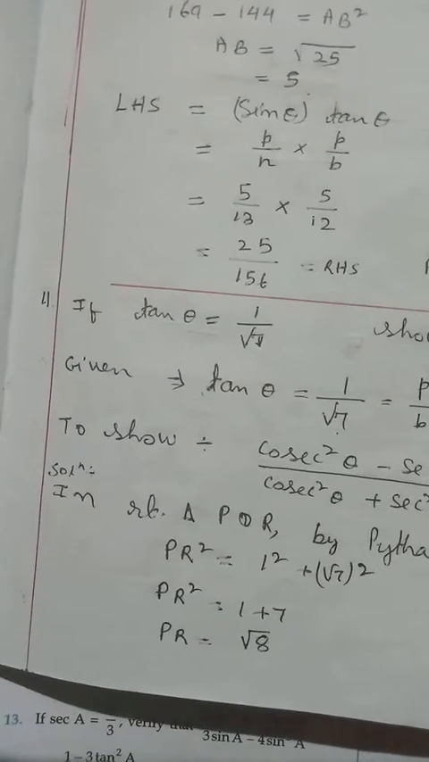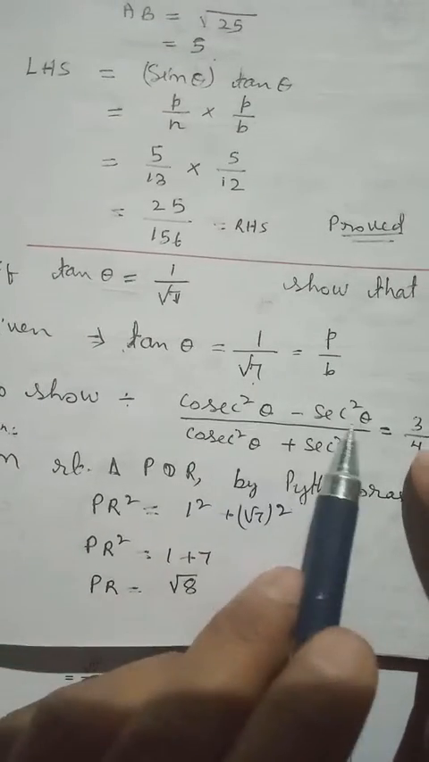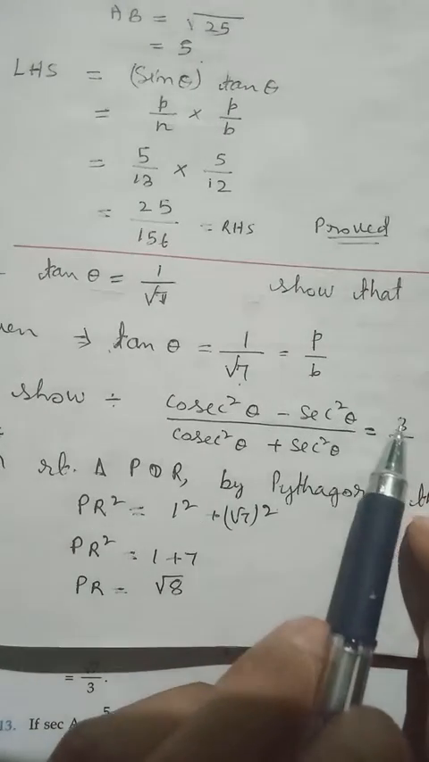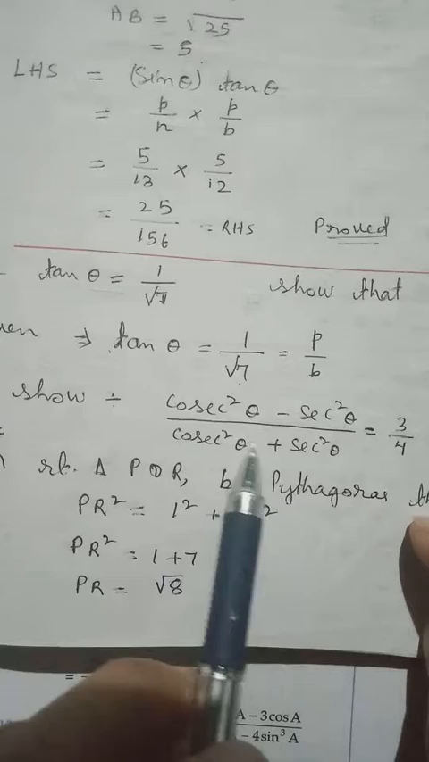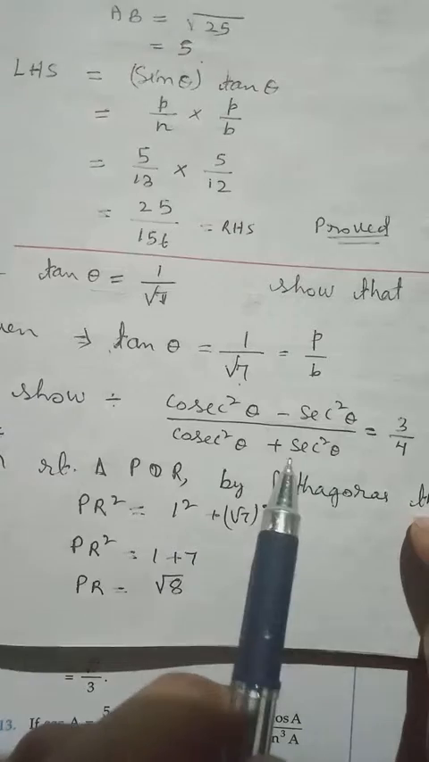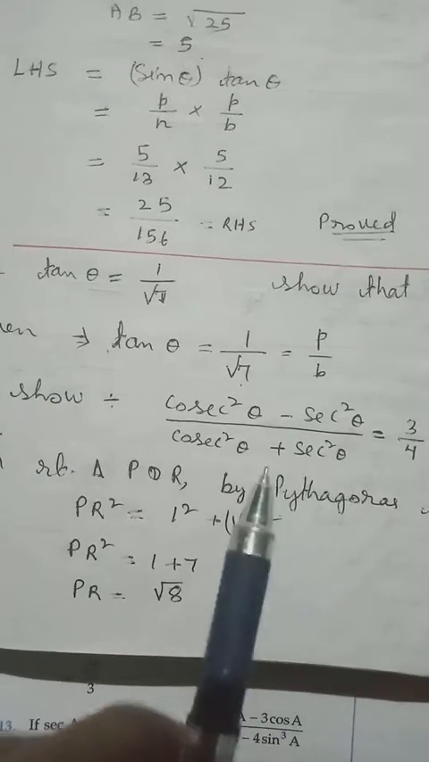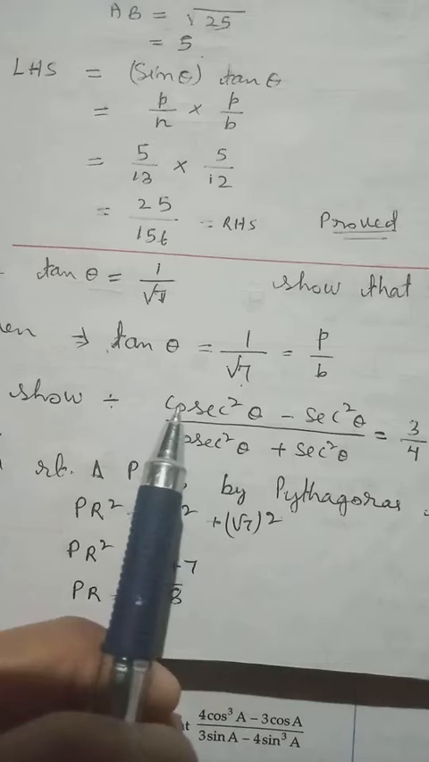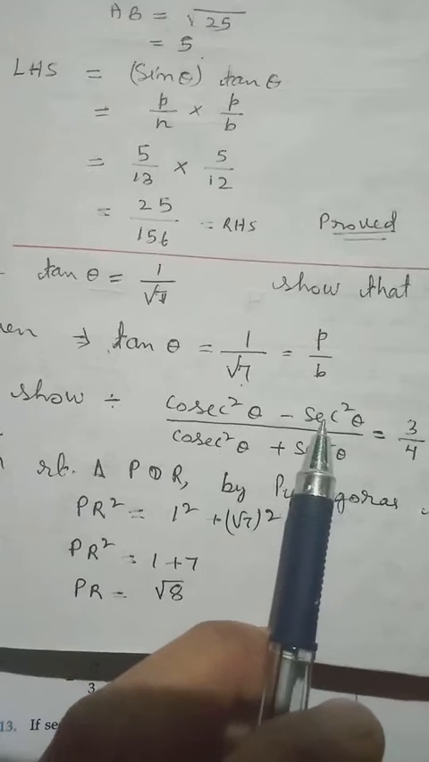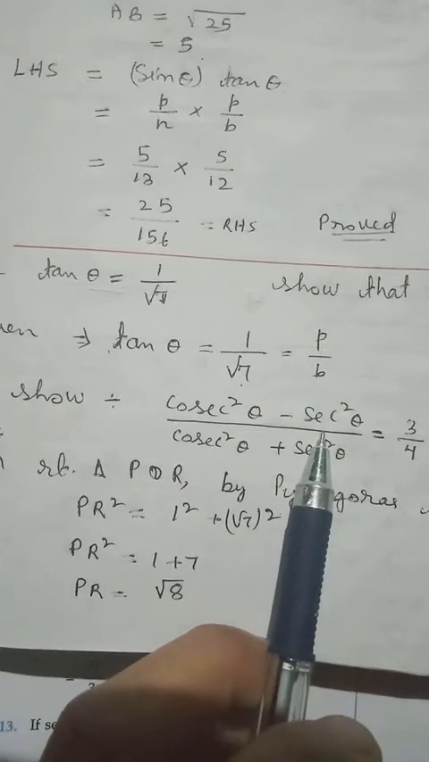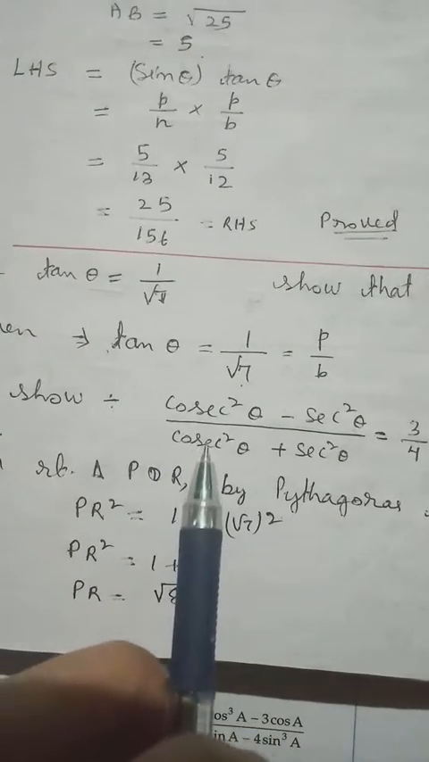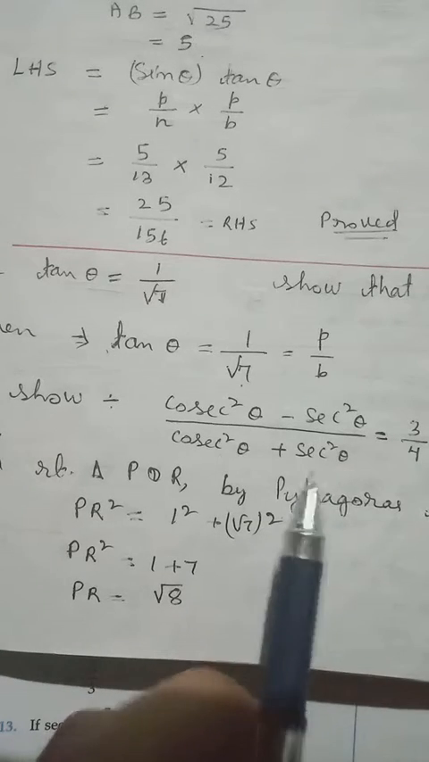Then now what to do? We have to find cosec squared theta minus sec squared theta by cosec squared theta plus sec squared theta. We have to show that it is equal to 3 by 4. Let's take only the left hand side first. We know from the definition cosec is h by p, but here we have square, so let's put square. Sec theta we know is h by b, then square. Then cosec again h by p whole square plus h by b whole square.